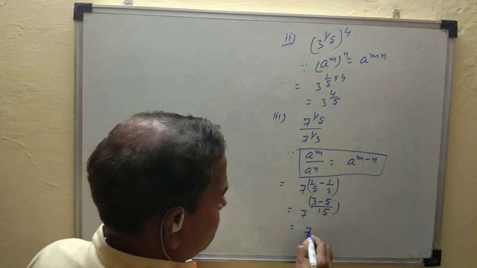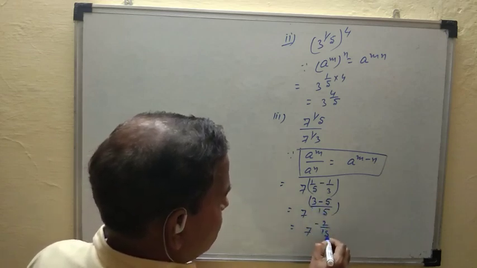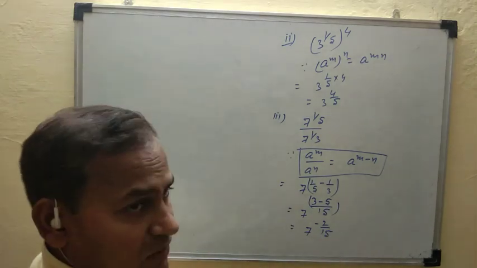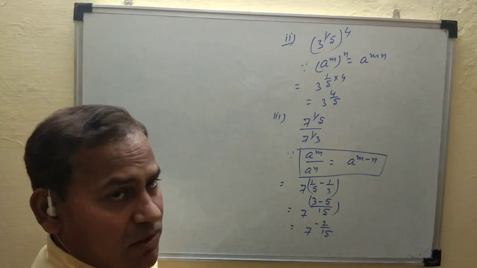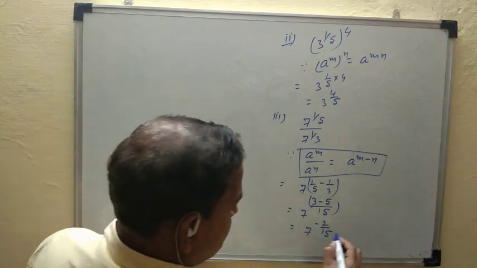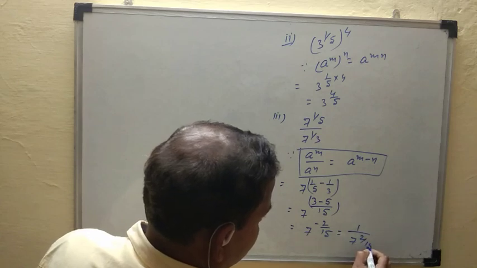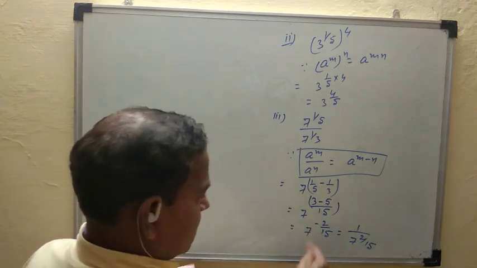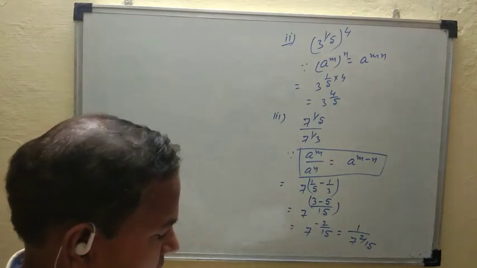So this equals 7 to the power 3 minus 5, that is minus 2 by 15. And when this term is taken to the denominator, then the power becomes plus. So this can be written as 1 by 7 to the power 2 by 15. When this term is taken to the denominator, the sign changes. So this is the third part.